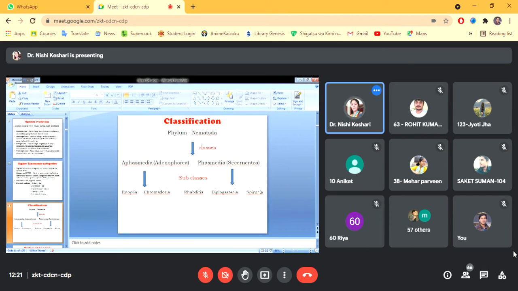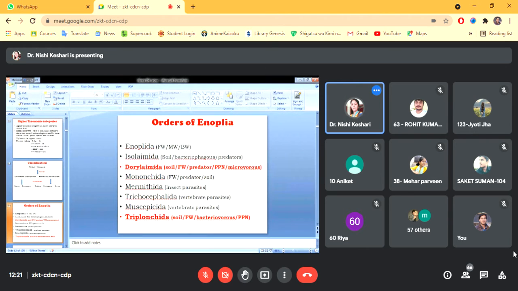Spiruria are all insect parasites or human or animal parasites. In Enoplia and Chromadoria, we will again find some groups which have plant parasites. Some have plant parasites, some are predatory. So we'll start one by one. This is the orders of Enoplia. In Enoplia, just remember that two orders are there, Dorylaimida and Triplonchida. I told you that this taxa will have the -ida suffix.